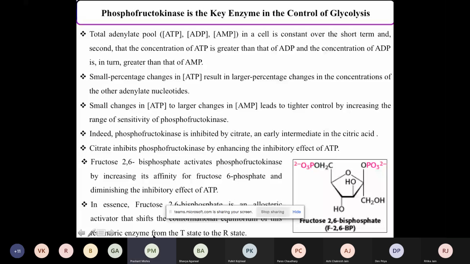What is the T state and R state? The T state refers to the tense state and the R state is the relaxed state. During this process, once the activator binds with phosphofructokinase, it relaxes the enzyme in terms of activity. I'm not talking about the enzyme structure, but yes, these are the two states. The T state is where it is inactive, and the R state, or relaxed state, is where it is active.